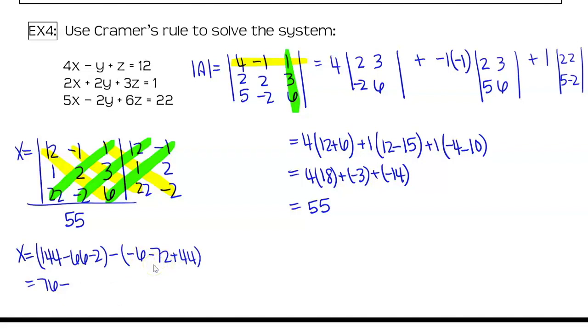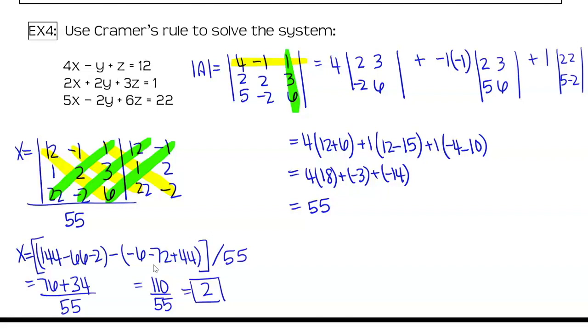This is going to become positive 34. I lost it. I think it's 34. 76 plus 34 is 110. Wait a minute, I lost my denominator, didn't I? So remember, this whole thing is over that 55. So 76 plus 34 over 55. There we go. It's going to give us 2 for x.